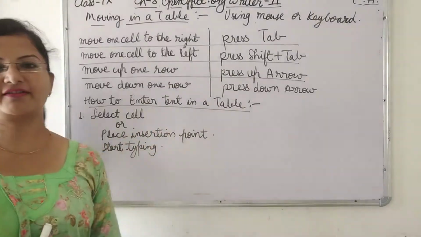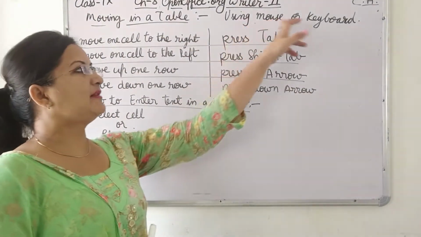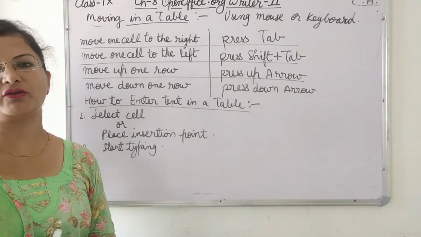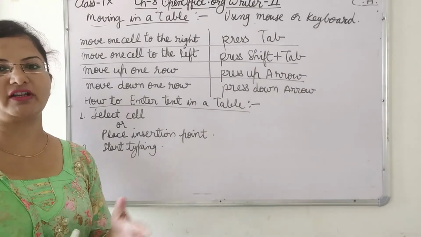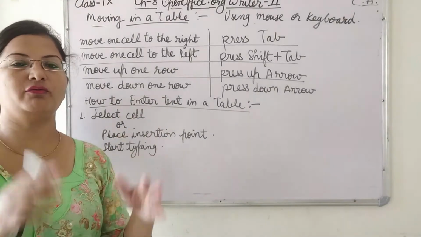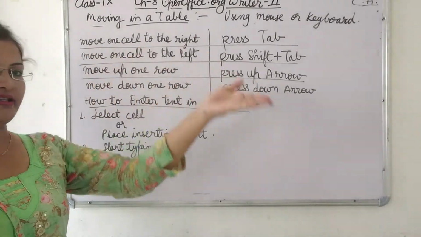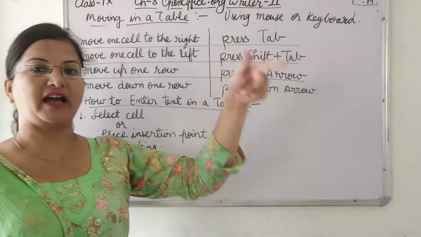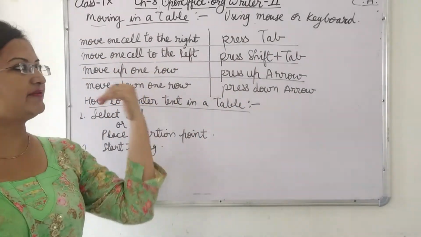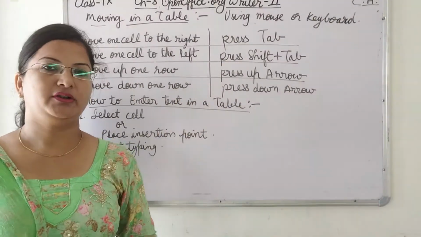Now once we have inserted the table, we should know how to move in a table. So it can be done with the help of mouse or a keyboard. So with the help of mouse, we can simply point in a cell so that we can move to different cells. And in keyboard, we can press keys to move from one cell to another. So if we have to move one cell to the right, then we have to press the tab key. Then to move one cell to the left, we have to press Shift plus tab.